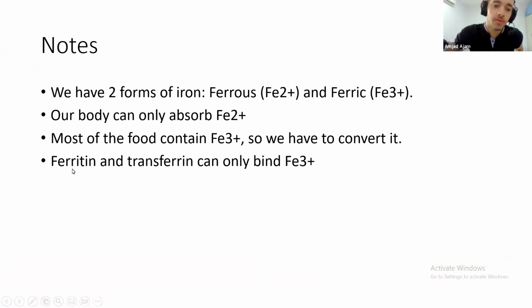Just a couple of notes for this lecture. Just know these for now, because it will make it easier for you to understand the concepts. We have two forms of iron. We have the ferrous iron, which is Fe2+, and the ferric iron, which is Fe3+. Our body can only absorb Fe2+. So when we eat something that contains iron, most of the iron in the food is ferric iron, and our body can only absorb Fe2+, which is the ferrous. So in this case, our body should convert the ferric into ferrous so we can absorb it. And we have the storage forms of iron called the ferritin and the transferrin. They can only bind Fe3+. We will repeat those as we go through the lecture.